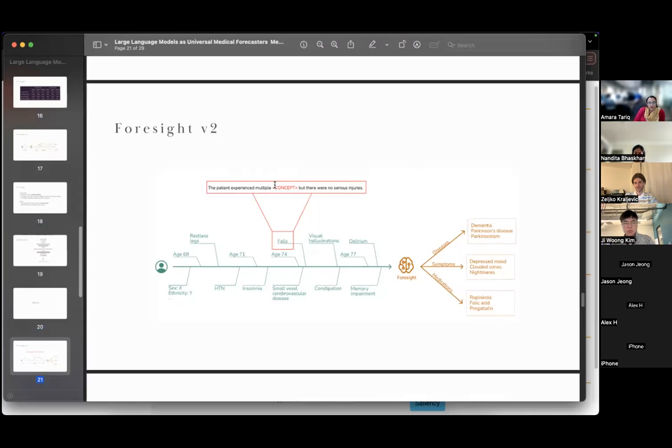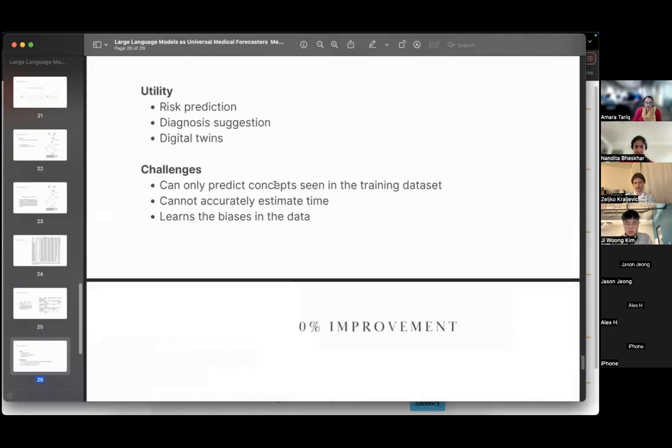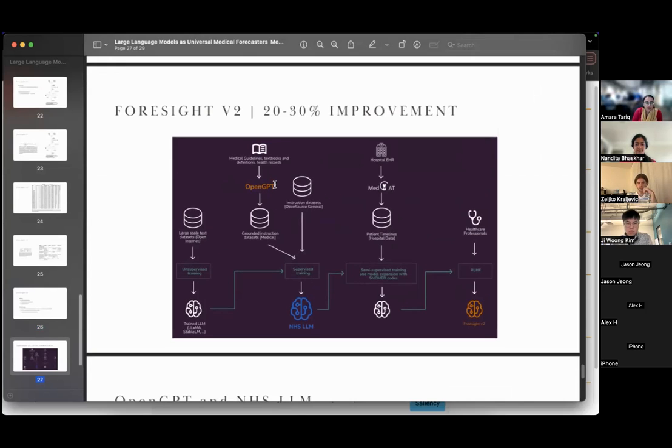Okay. I think the idea of adding the context is very informative, and your results also show a 20-30% improvement. One question about the latest version that you were showing: you have knowledge induced from knowledge databases like medical guidelines and textbooks. Are you just training with next token prediction, or do you have any specific knowledge injection techniques here?